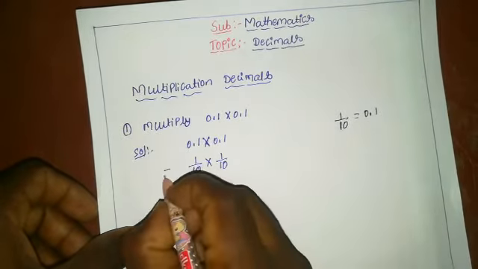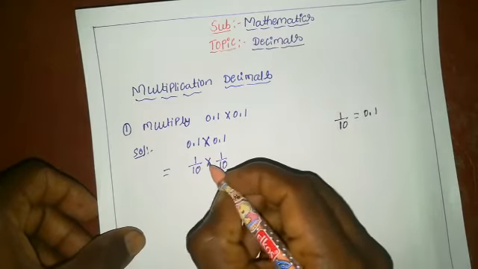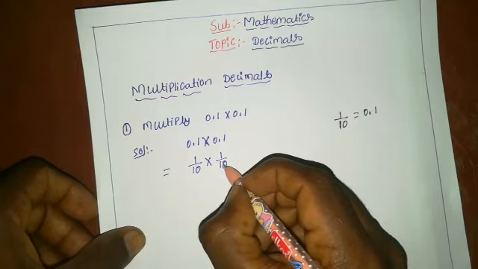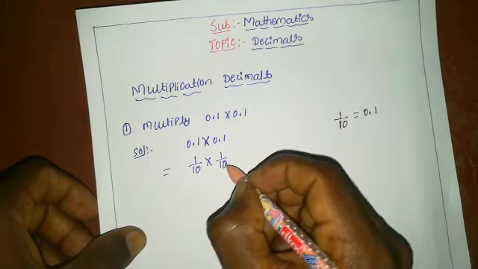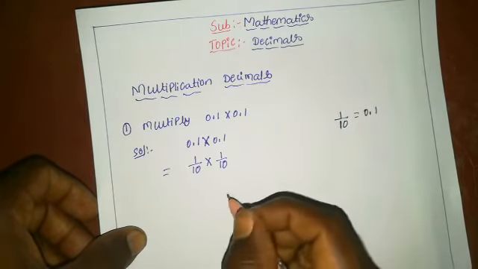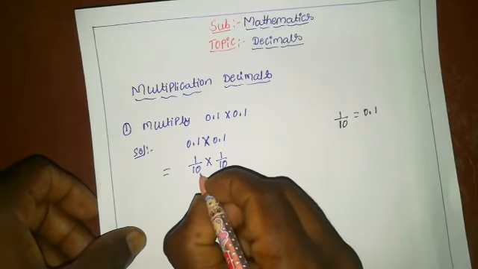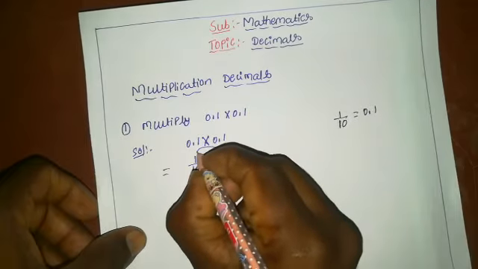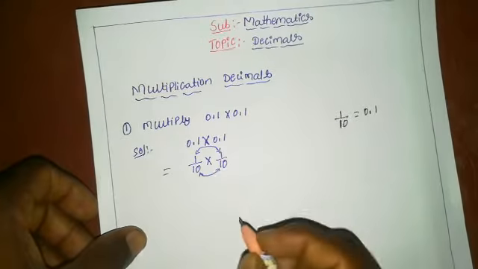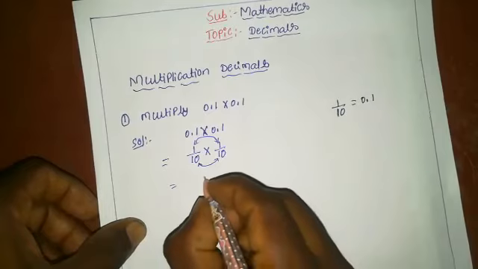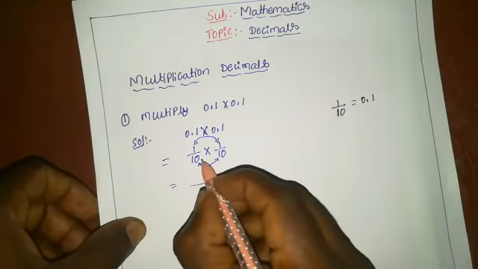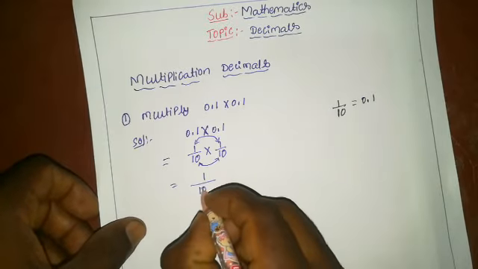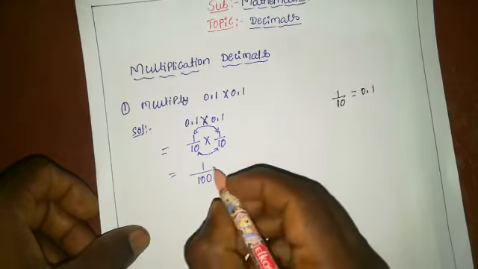Now 1 by 10 into 1 by 10, this is a multiplication of fractions. We know how to multiply fractions: we multiply the numerator by the numerator and the denominator by the denominator. 1 into 1 is 1, and in the denominator 10 into 10 is 100. So we get 1 by 100.